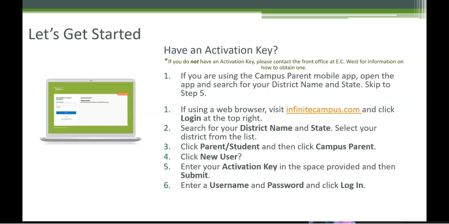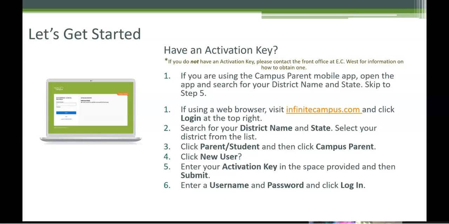And here are our steps. So if you're choosing to use the Campus Parent Mobile app, you're going to open the app. You're going to search for your district name and the state. So the district name would be Fulton, and then the state would be Georgia. You're then going to select the district from the list. And then you're going to click Parent or Student, and then click Campus Parent.